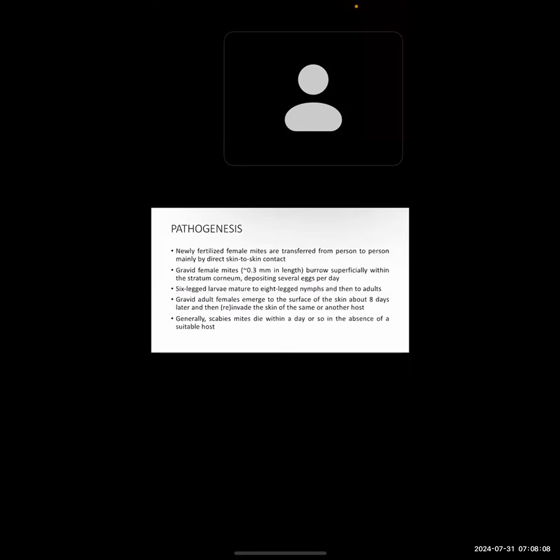The fertilized female mites are the ones that cause this infection. They're the ones that are transmissible from one person to another by direct skin contact. The gravid female mites burrow superficially within the stratum corneum, laying several eggs.